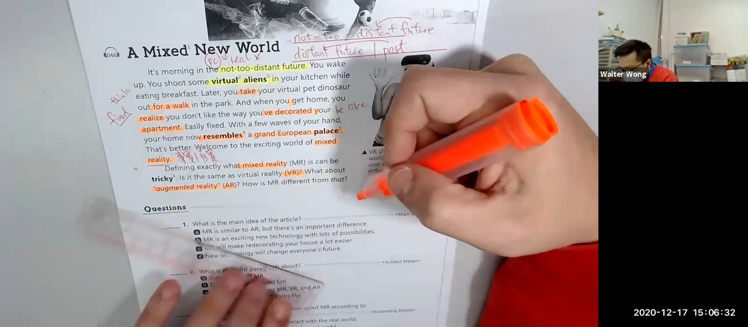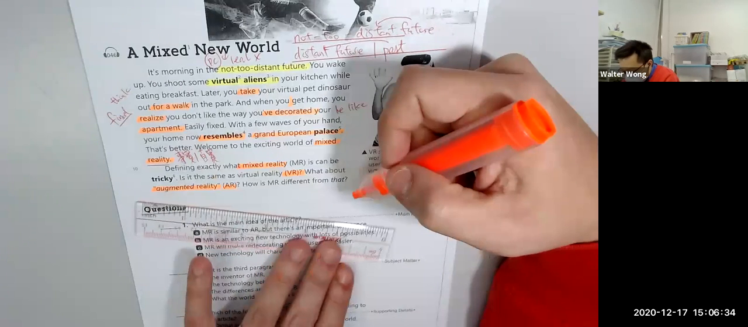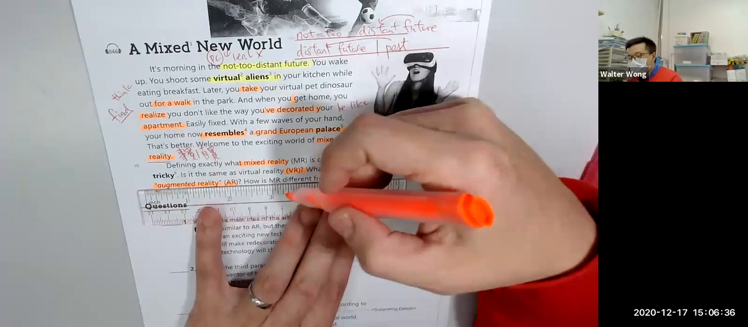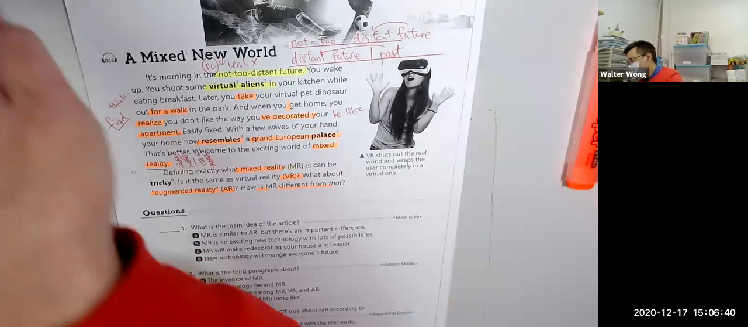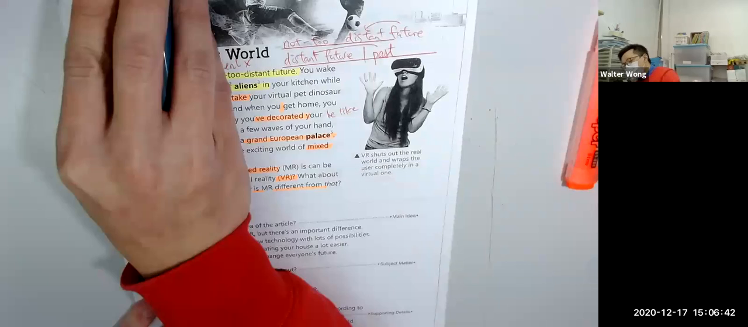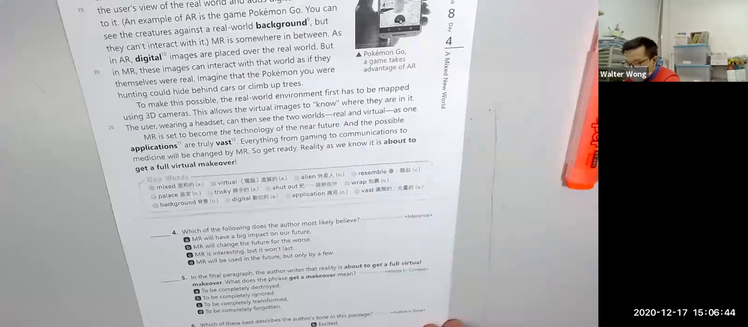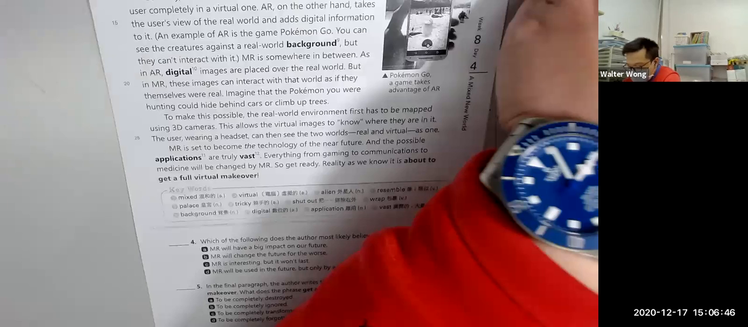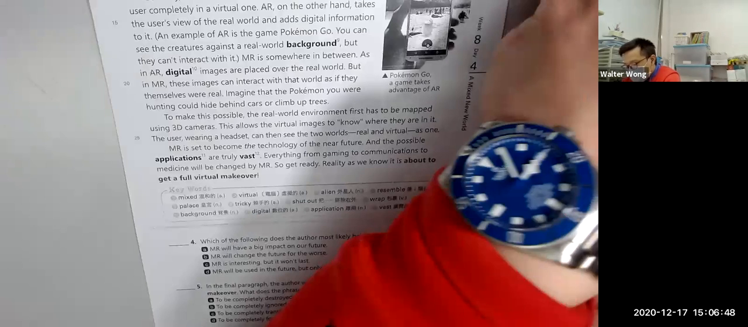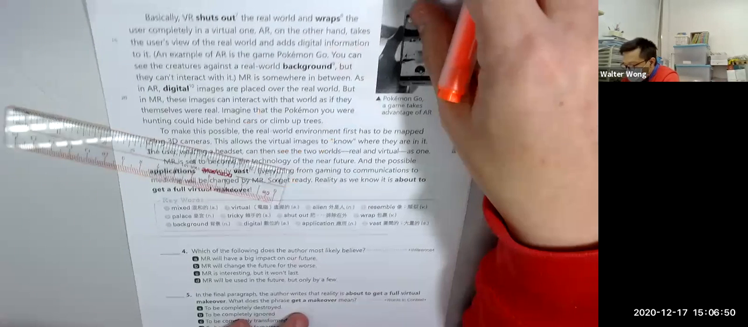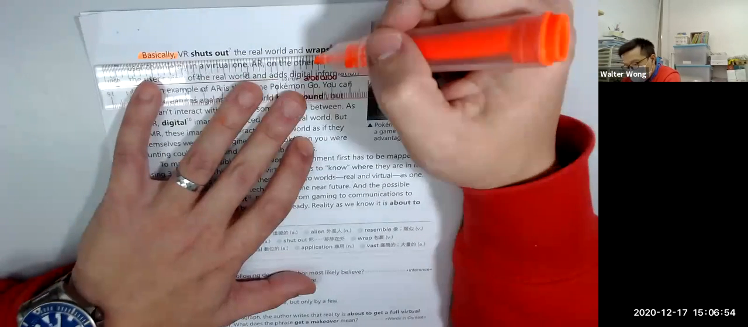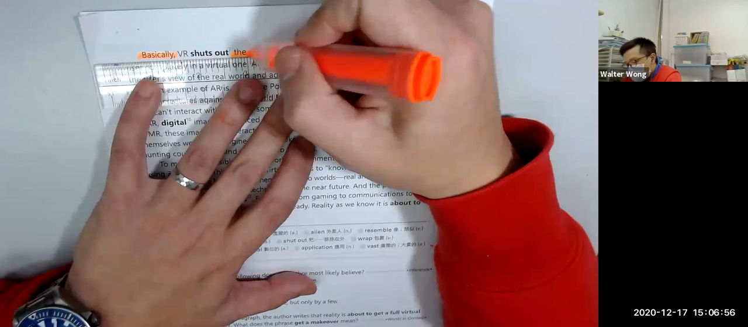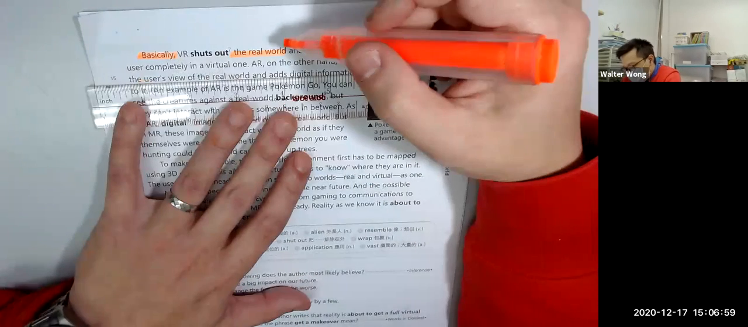Be different is followed by from. Basically, when you introduce something, you often use the word basically to make it easier for readers to understand. But basically, VR shuts out the real world and wraps the user completely in a virtual one. The real world is the actual world.